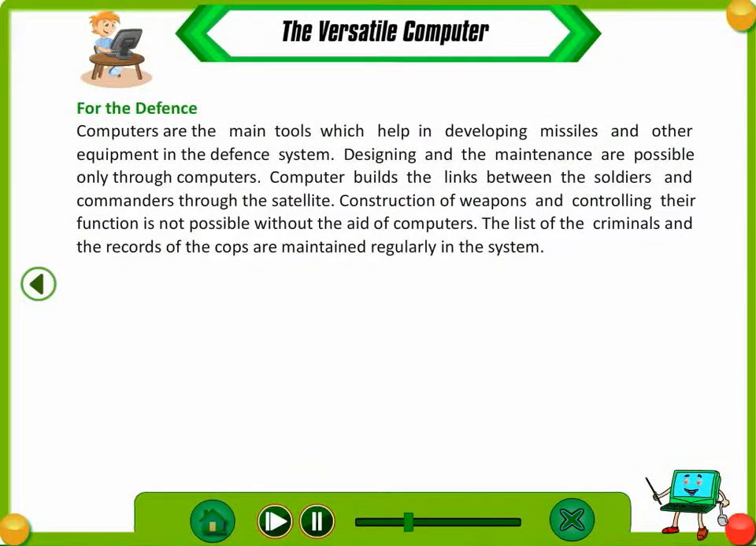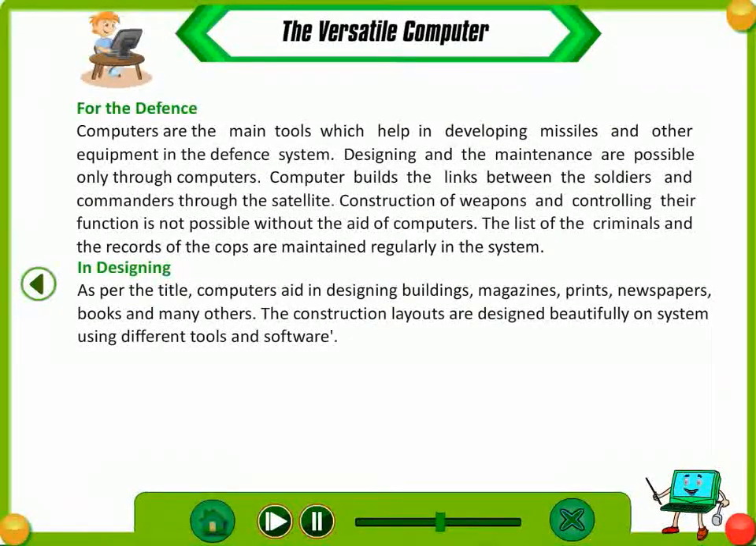For the defense, computers are the main tools which help in developing missiles and other equipment in the defense system. Designing and maintenance are possible only through computers. Computers build the links between the soldiers and commanders through satellite. Construction of weapons and controlling their function is not possible without the aid of computers. The list of the criminals and the records of the corpse are maintained regularly in the system.